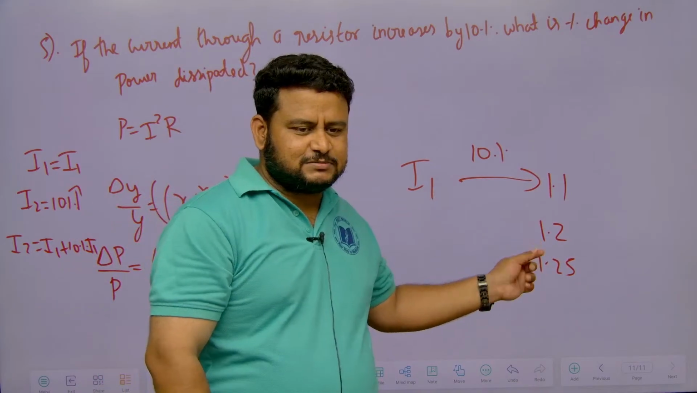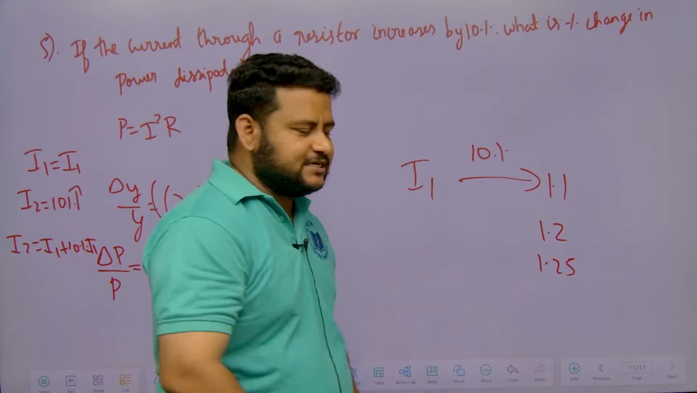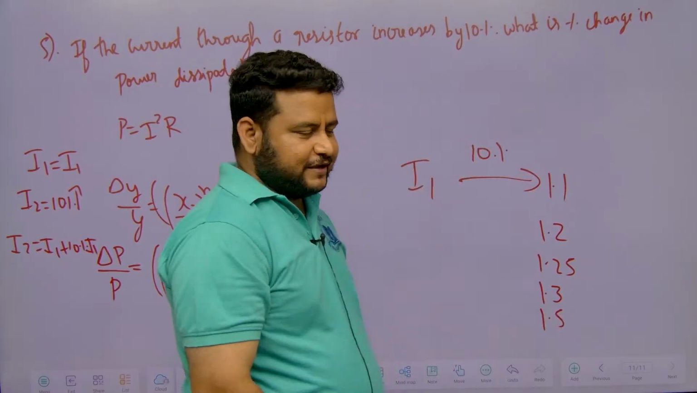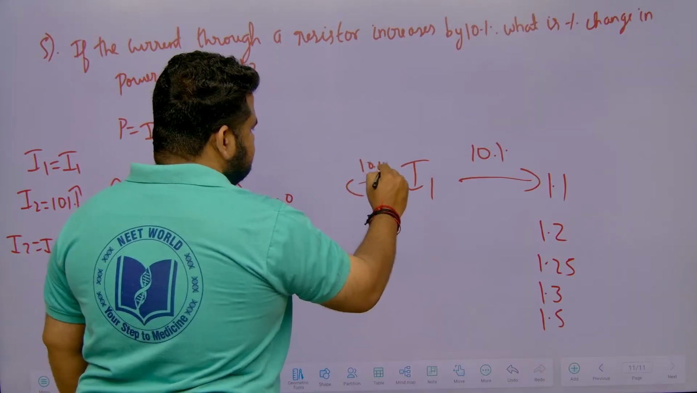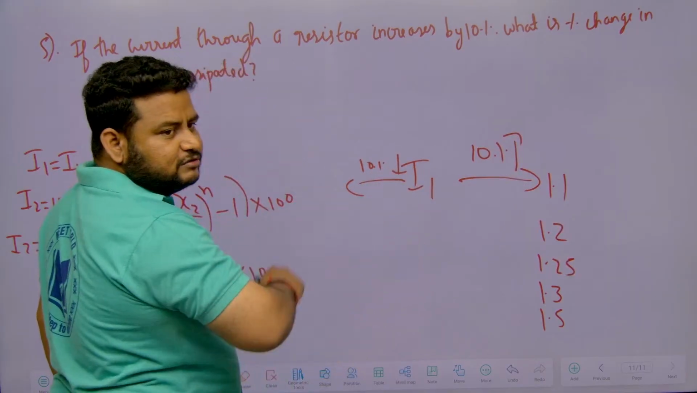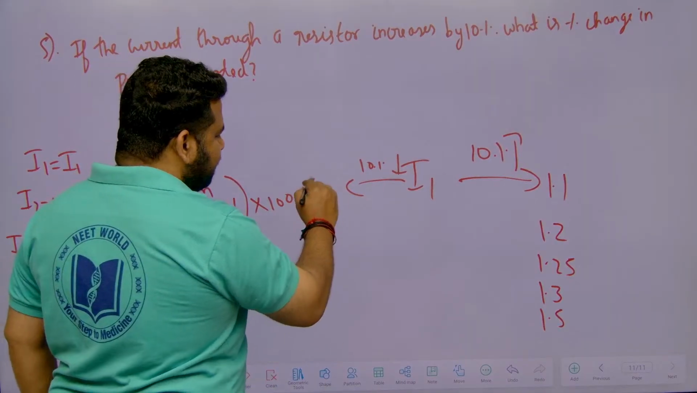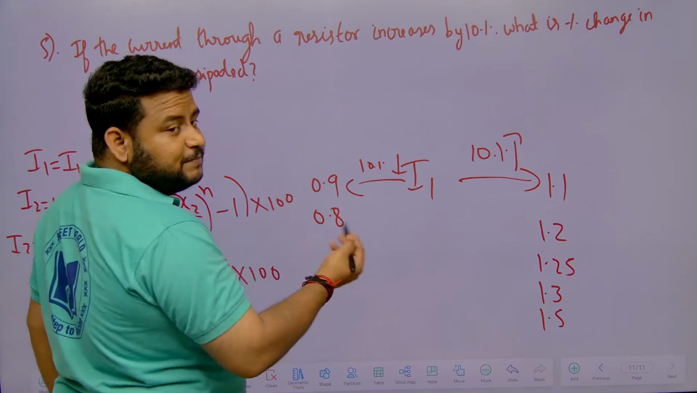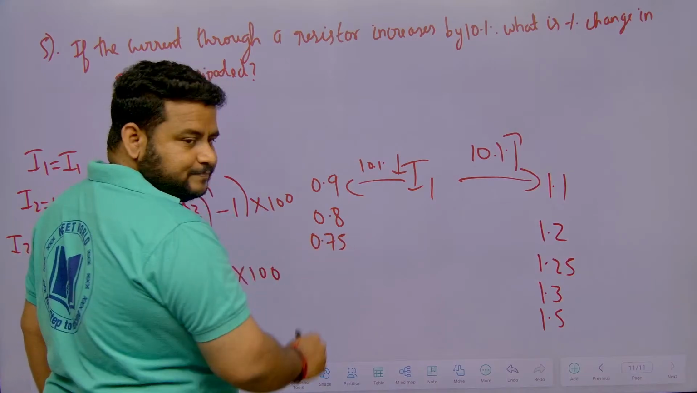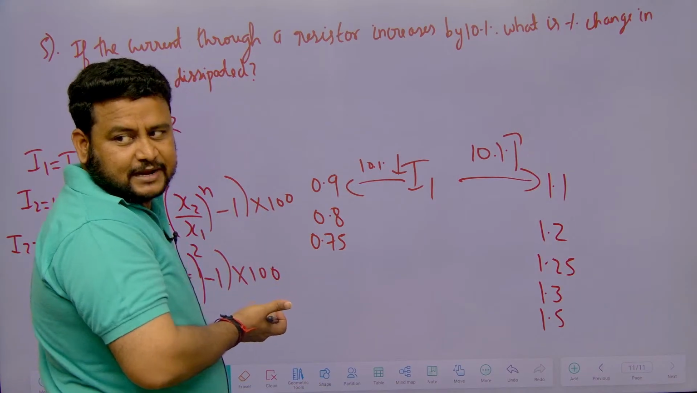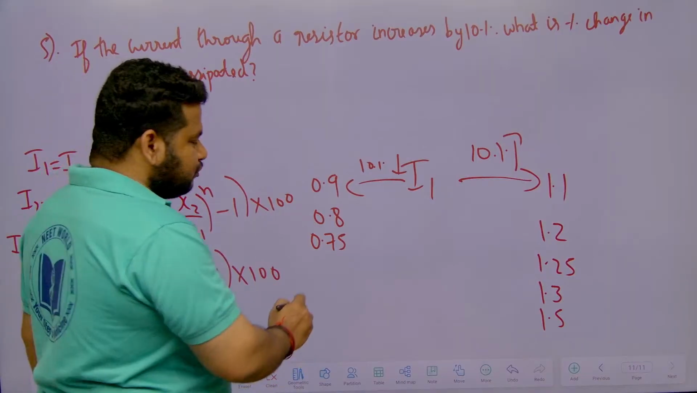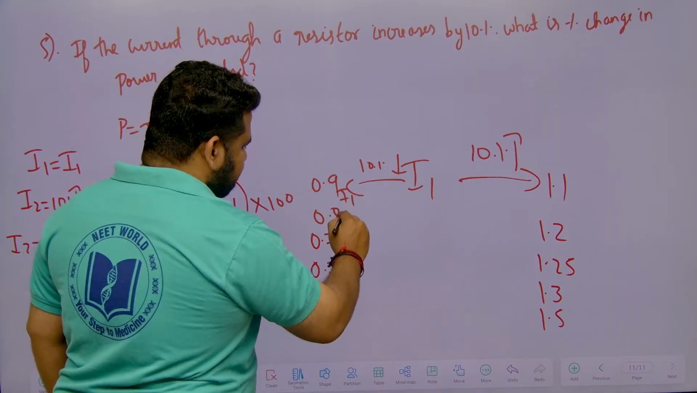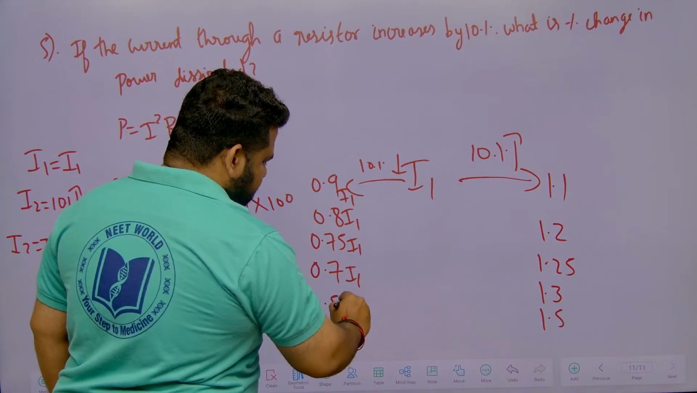25% increase means you write 1.25. 30% increase means 1.3. 50% increase means 1.5. Same way, if it is decrease, from 1 you have to subtract. 1 minus 0.1 is 0.9. 20% decrease means 0.8. 25% less means 0.75. 30% decrease means 0.7. 50% decrease means 0.5. Like this directly you can write.